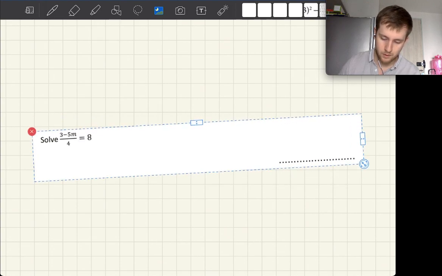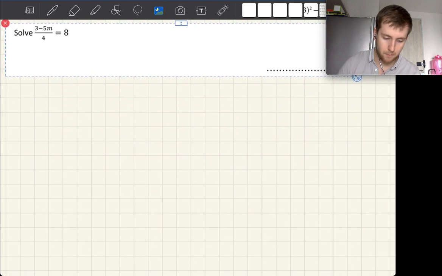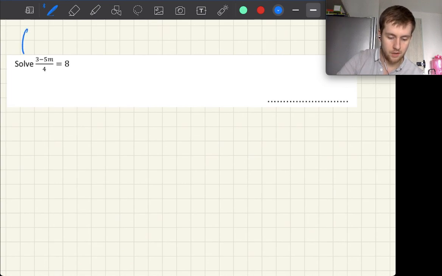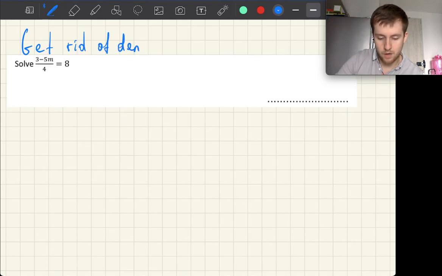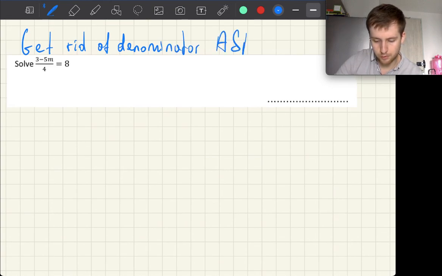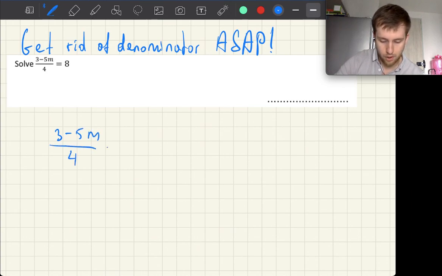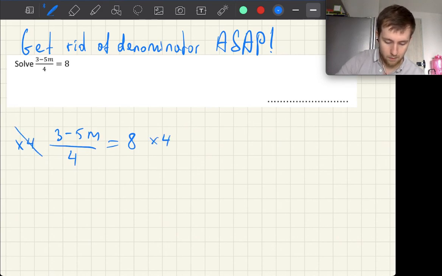Here in the fractions, the main thing is you always have to try and get rid of the denominator as soon as possible. So that's my advice for you. Get rid of the denominator as soon as possible. So in this case, what we can do is multiply both sides by 4 to cancel out the denominator. So we multiply both sides by 4, then we will cancel it here.